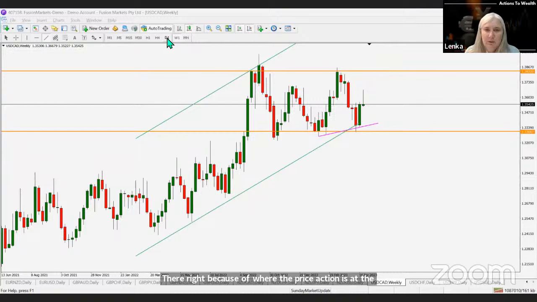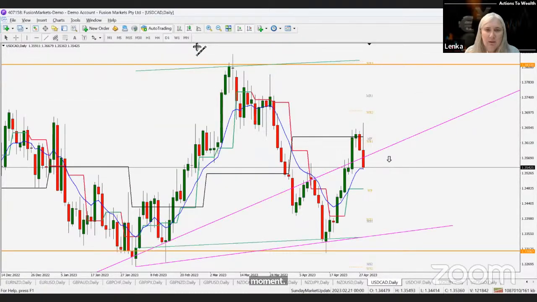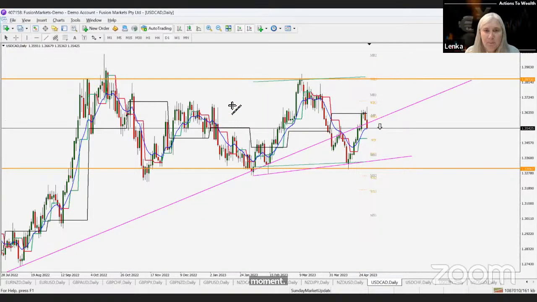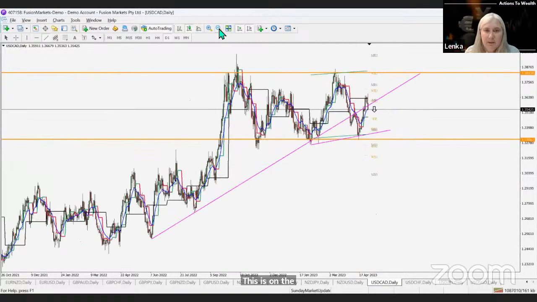On the daily, we can see that this was that previous trend. We had the bounce, come back, bounce again. We have a lower high there, or almost double top, really.